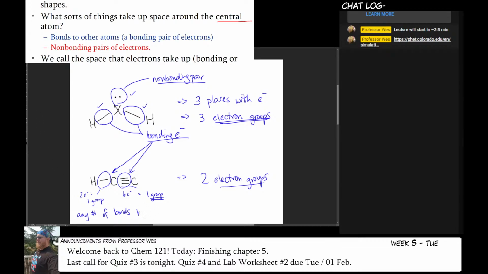Any number of bonds between 2 atoms is equal to one group. Okay?